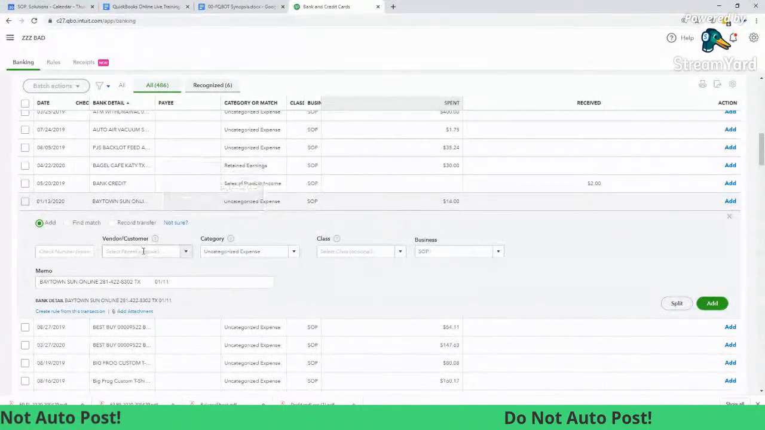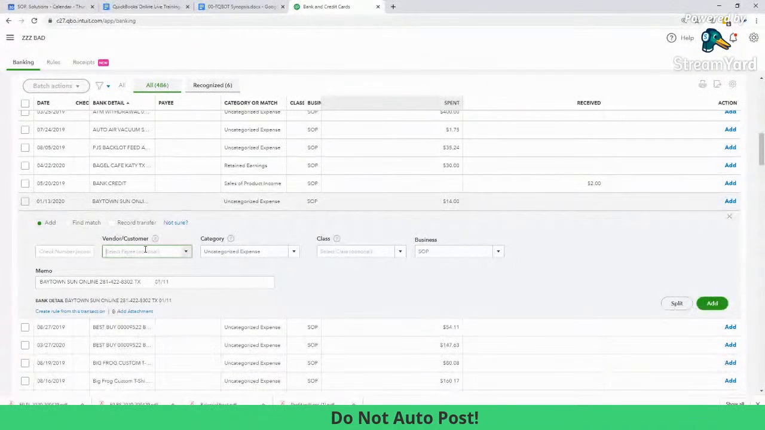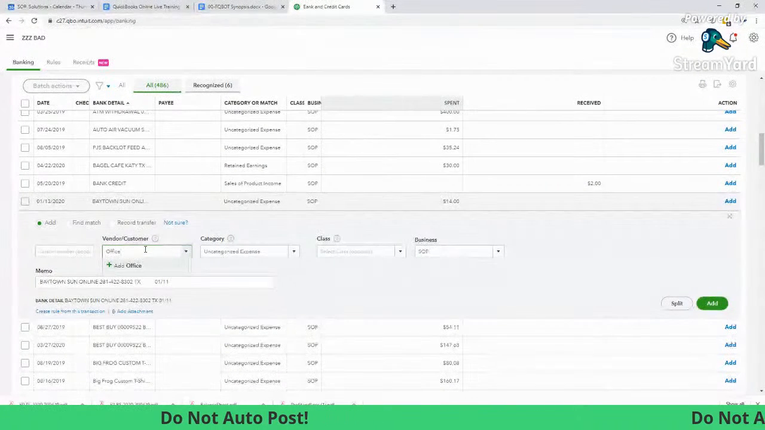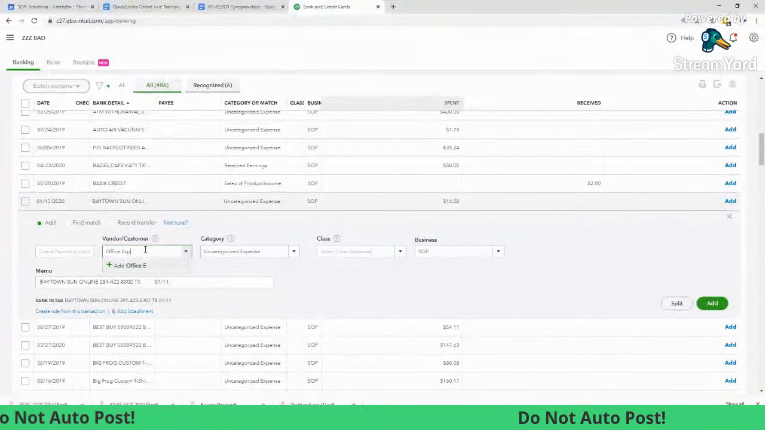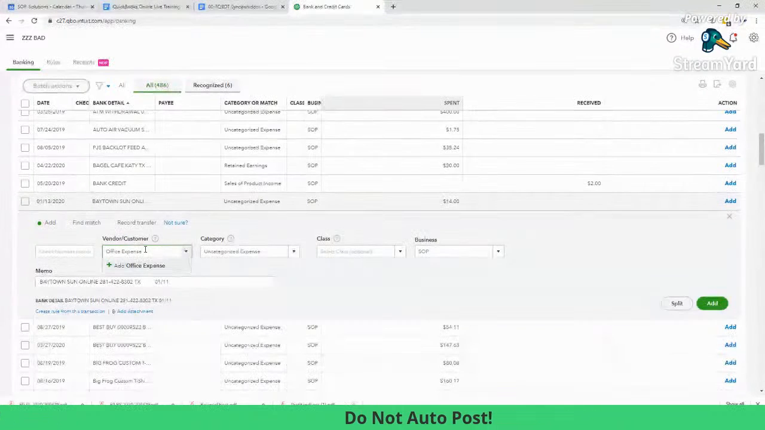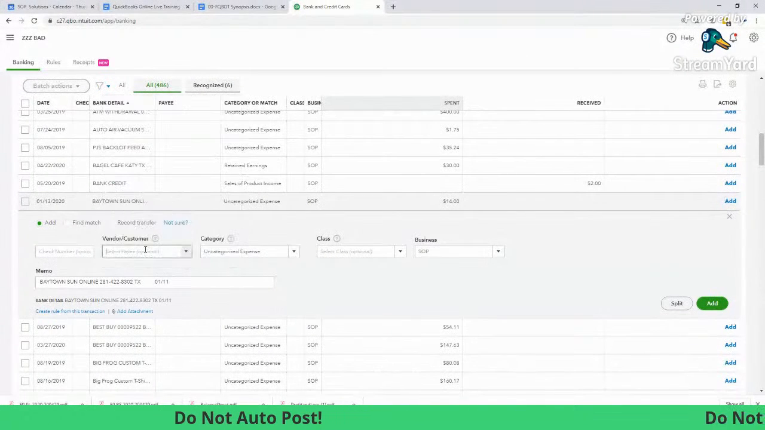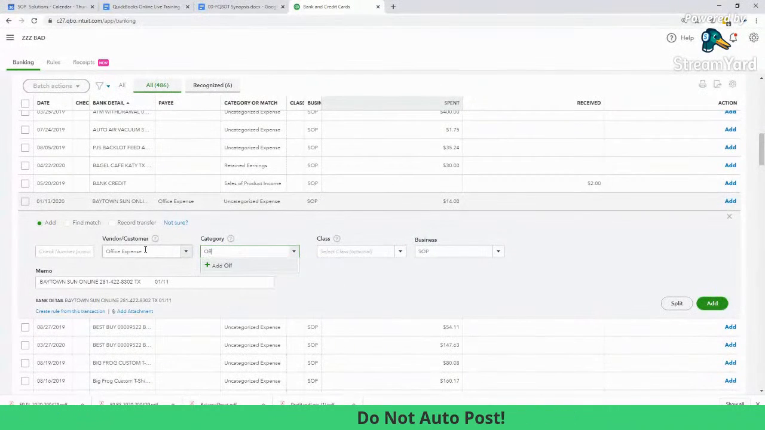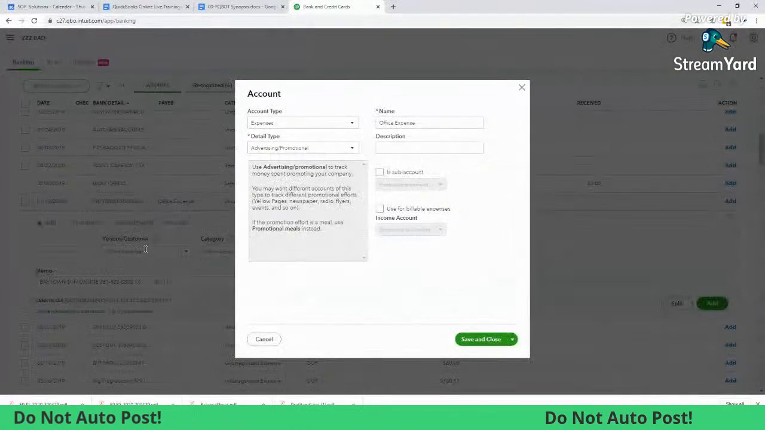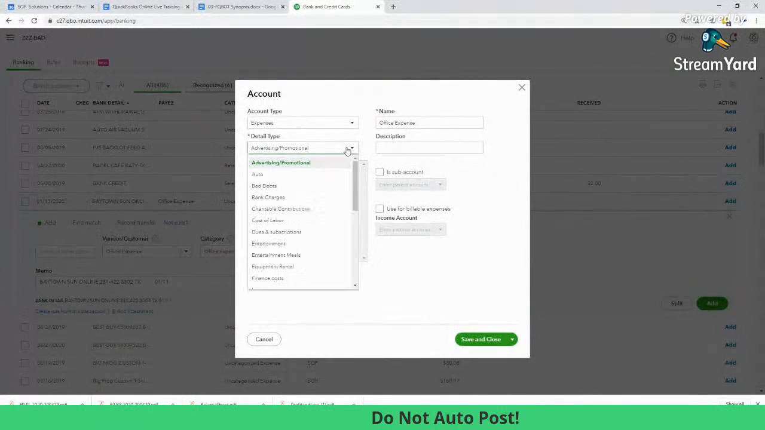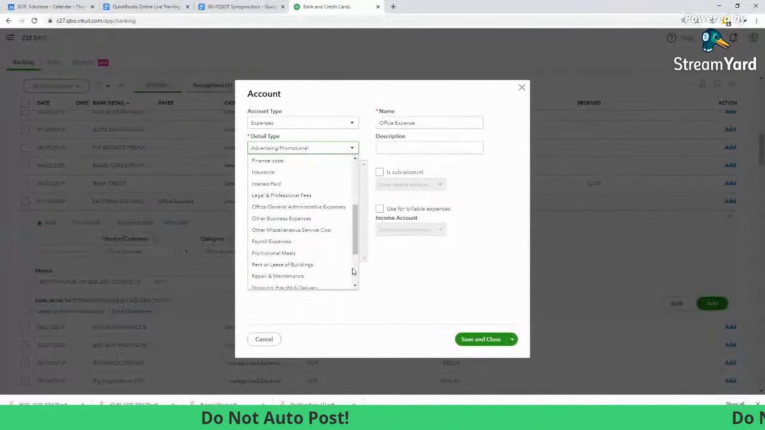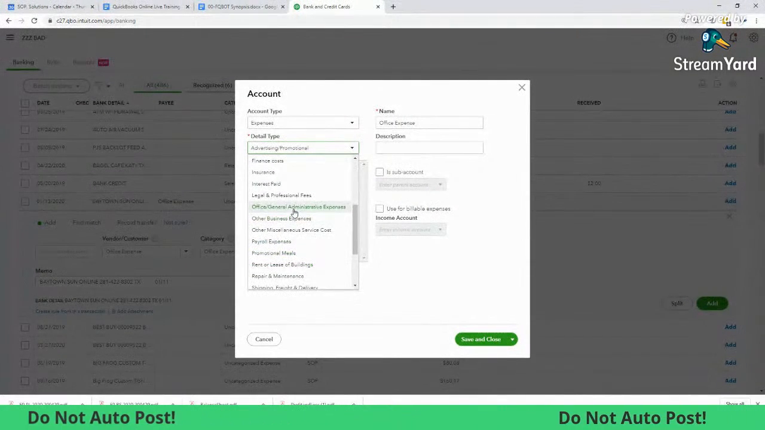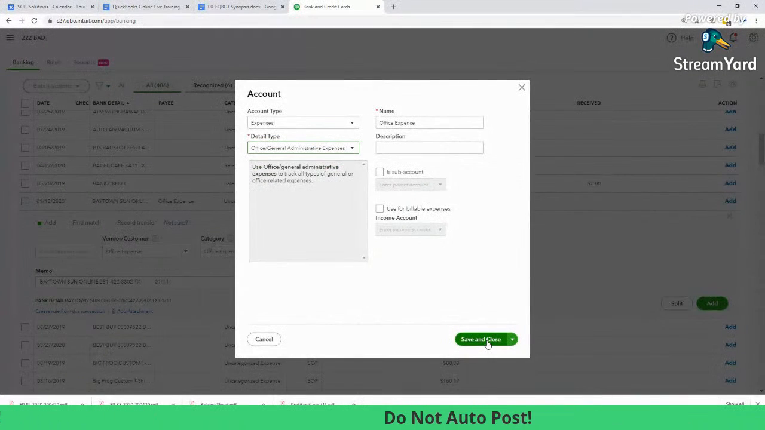I got this Baytown Sun. This is actually an office supply. I'm not going to create one for Baytown Sun, but I am going to create a generic office expense. It's a vendor. I don't think I have office expense as a category yet. Office expense, and it's an expense, and it is going to be office general, office expense, save.